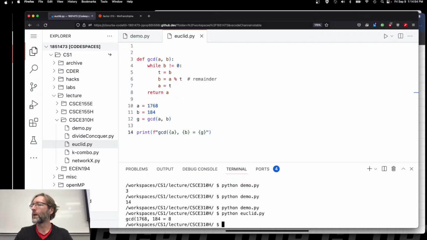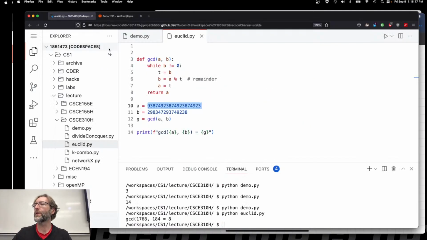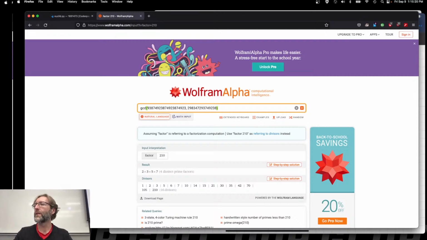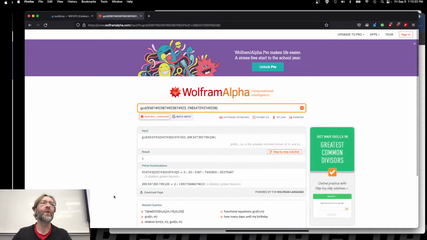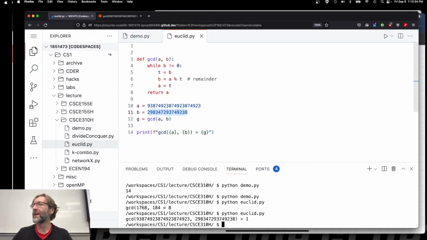Python Euclid. There. Formatting issue. 8. Excellent. Mash the keyboard. All right. Take that, move it over to Wolfram Alpha. GCD of this, and what's the second number? Mashed keyboard. 1. What does that mean? They're not necessarily prime. They could be prime. They're co-prime, relatively prime. Let's find out what Euclid does. That's 1. All right. Fine.